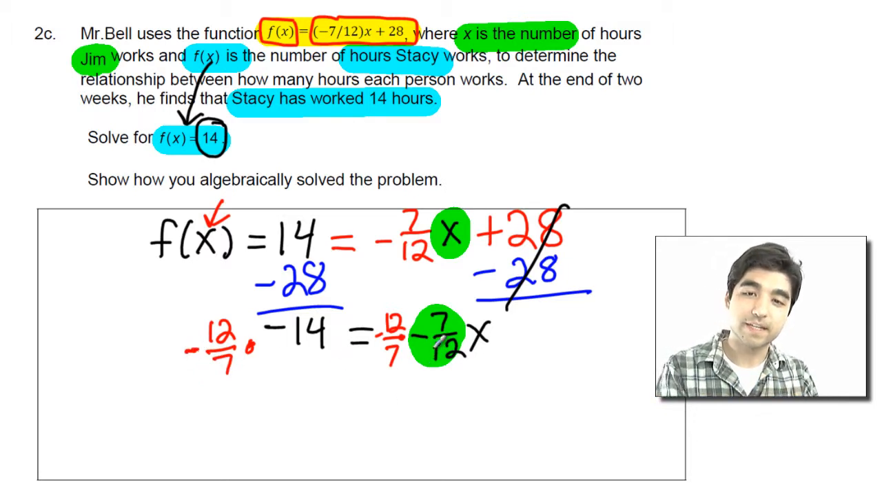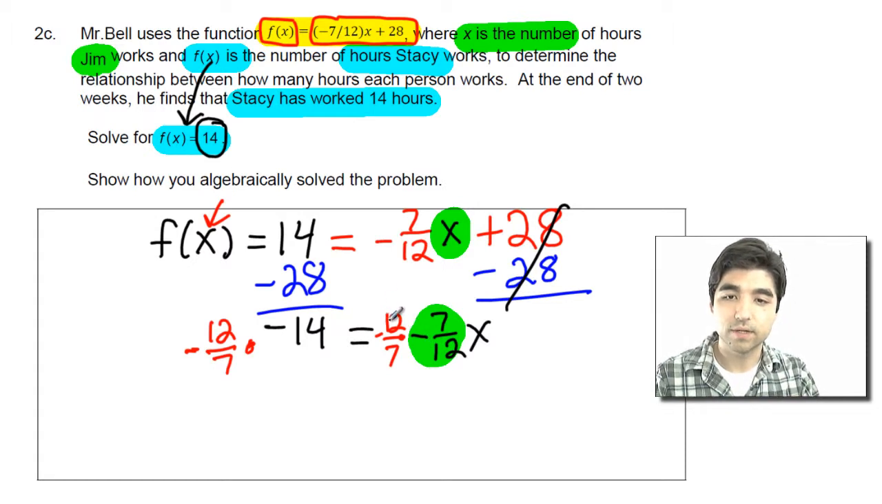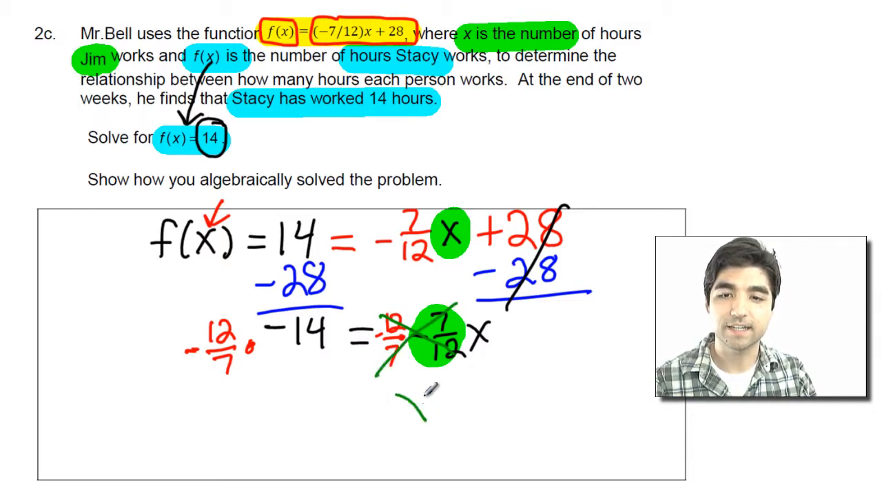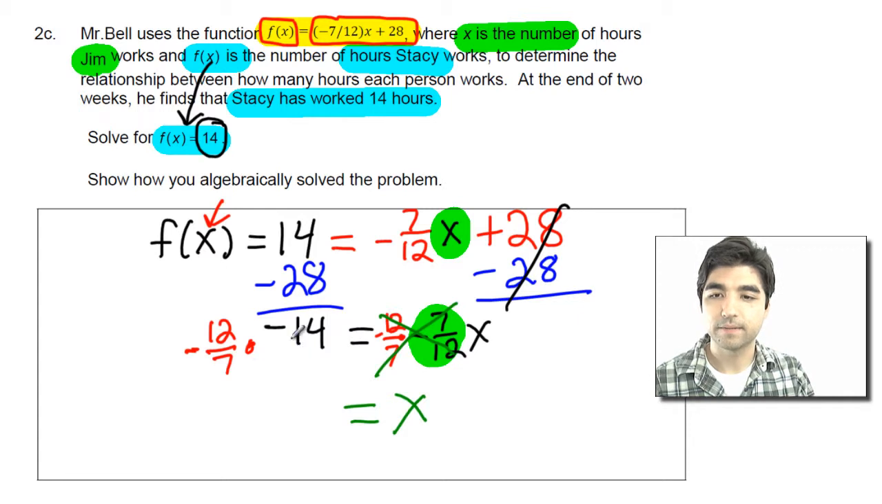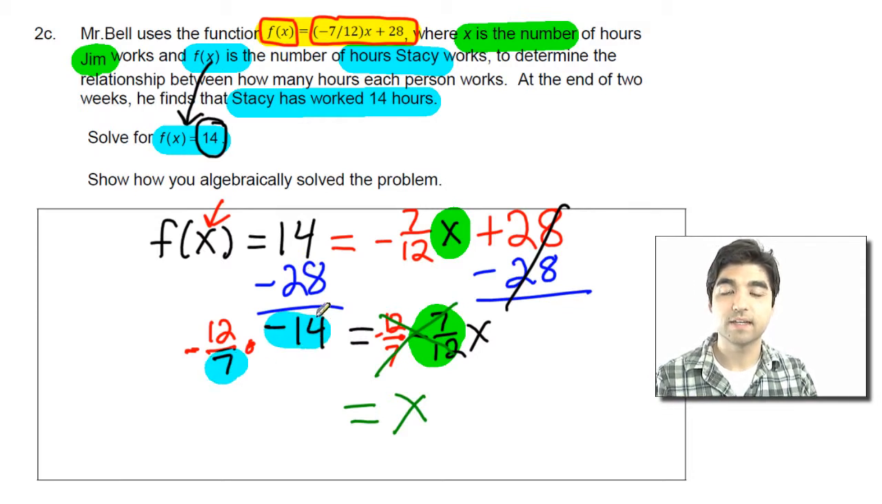Okay, on the right hand side, look what happens. The 12 cancels out and the 7 cancels out. So on the right hand side, all you got left is the x. And that equals, on the left hand side, we got negative 14 divided by 7. That equals negative 2.